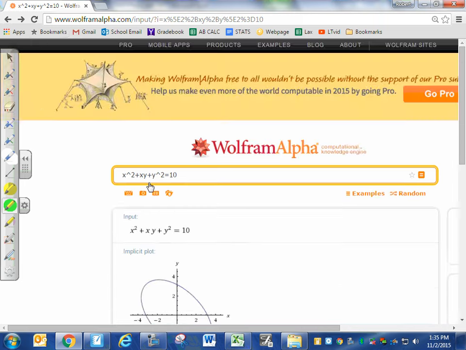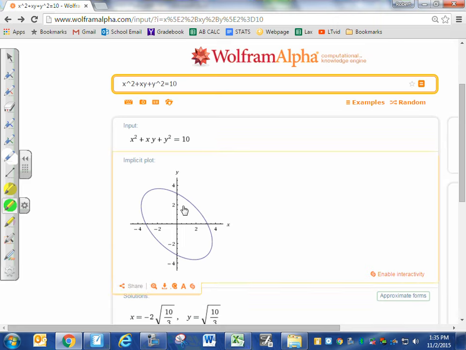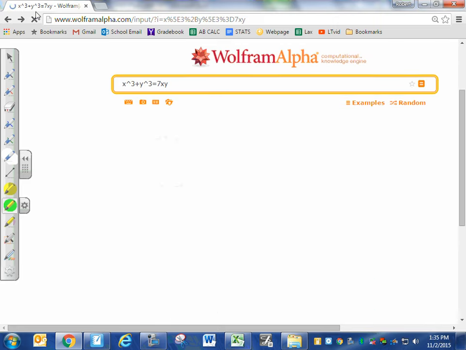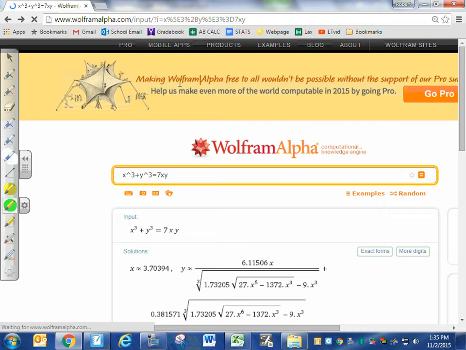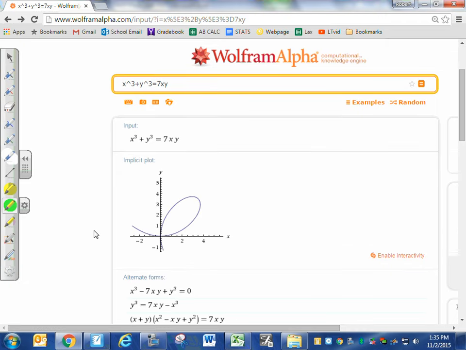I can have ellipses that are rotated. I can have just a regular ellipse. I can have all sorts of things. This is a curly Q. I'll show you the graph of this. X cubed plus y cubed equals 7xy. These are interesting graphs. These are interesting equations.